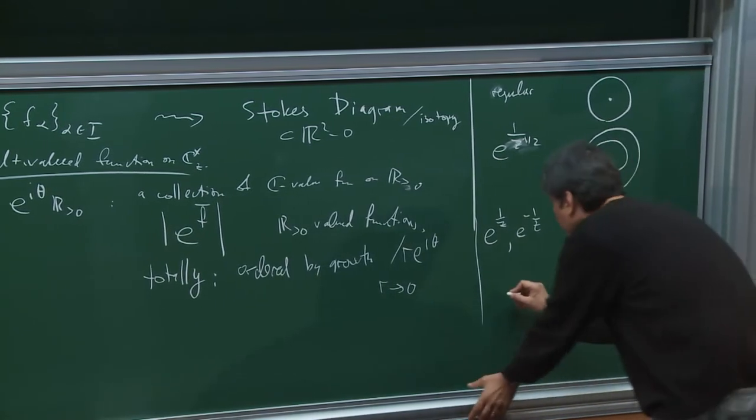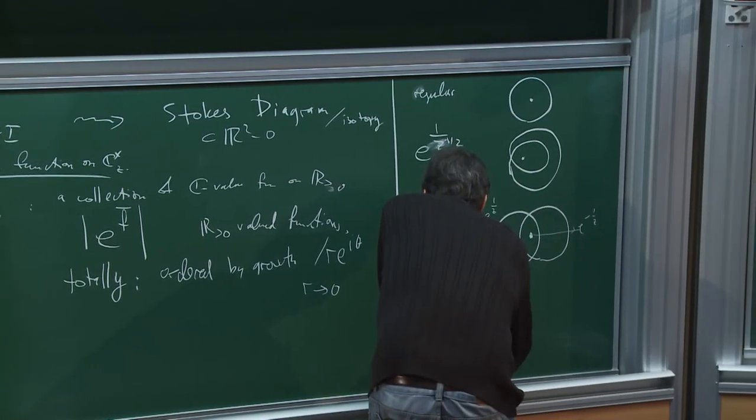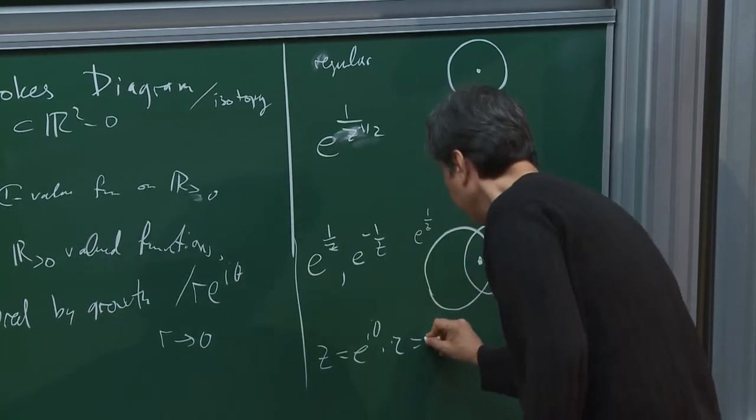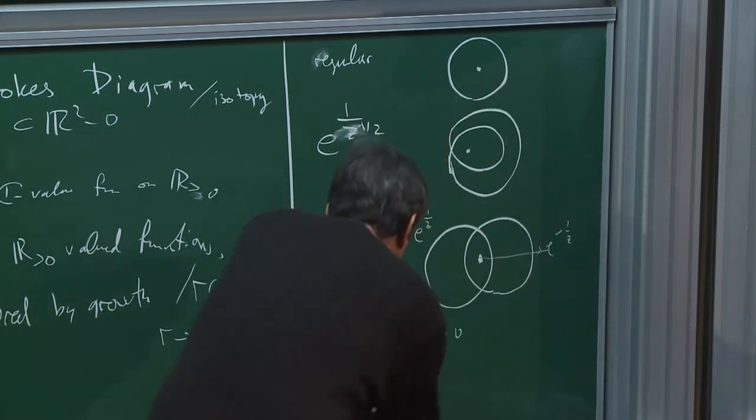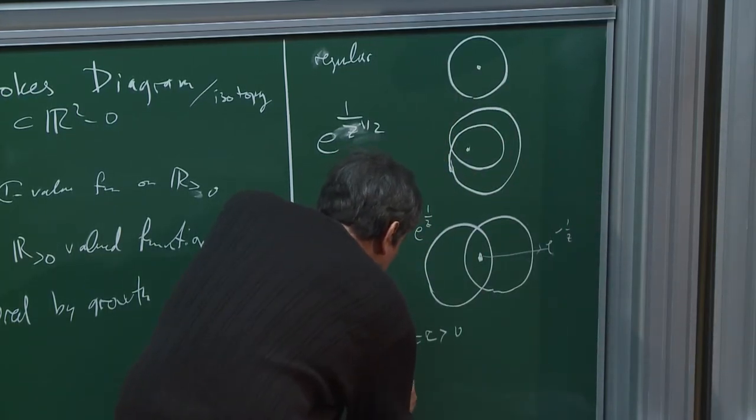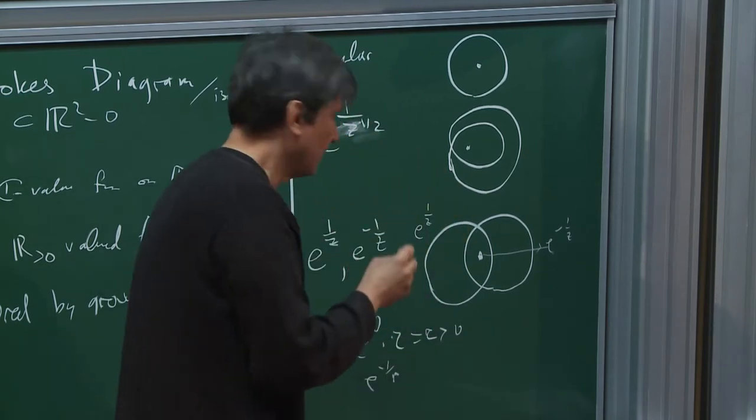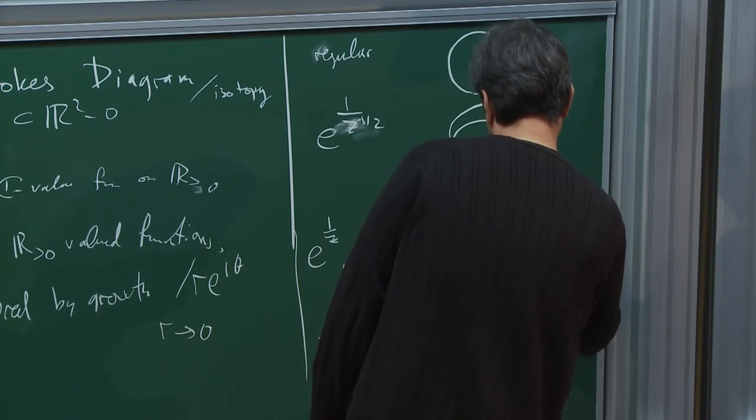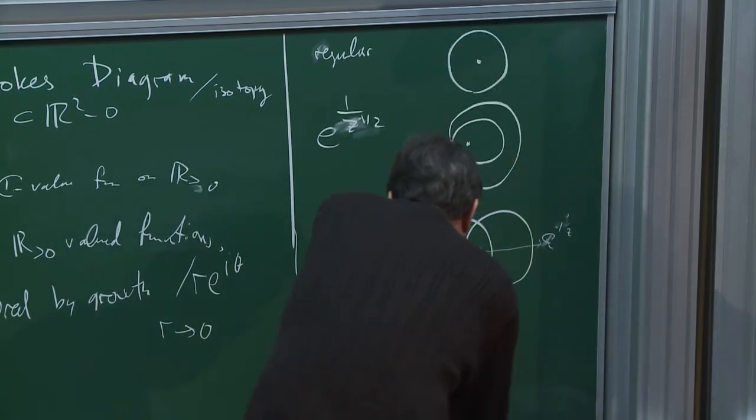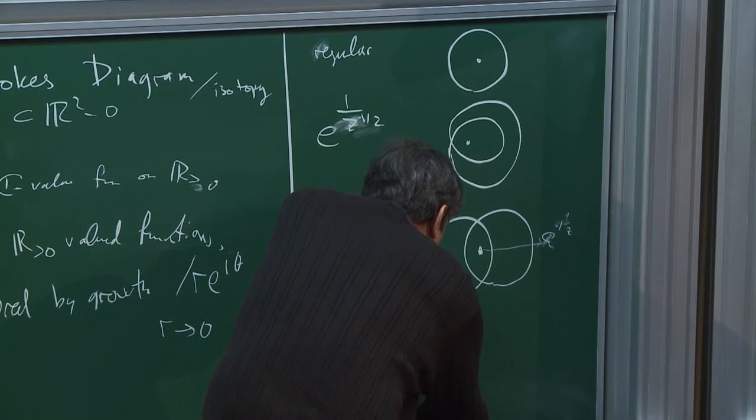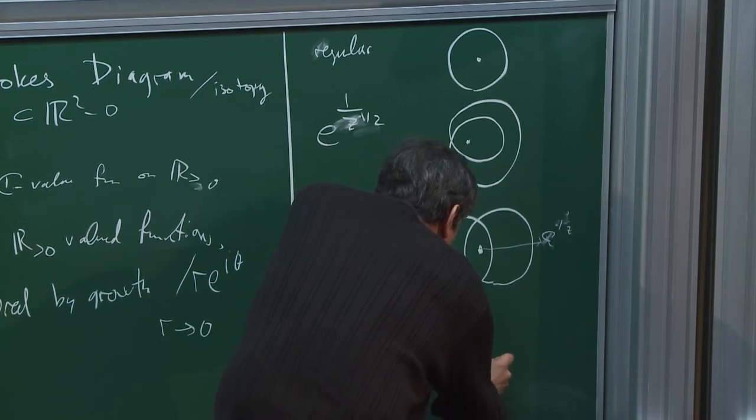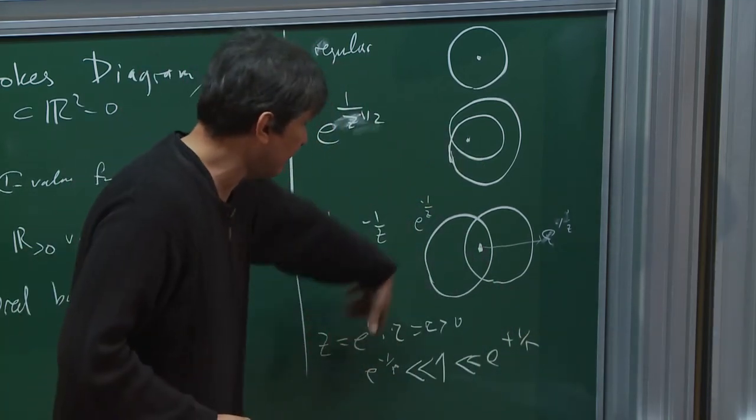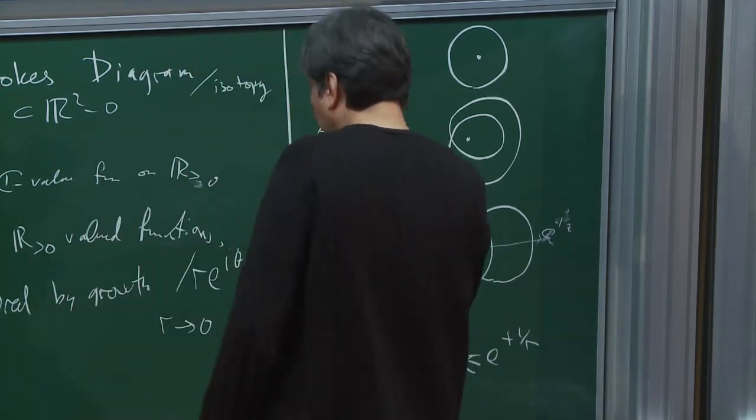On the positive ray, if z is the exponent of i zero times r, just r, which is a positive number, then the exponent of minus one over r, it's very big. I think it's actually exponent plus one. Exponent of minus r is much less than one, and much less than exponent of plus one over r. But if r is negative, then I get the opposite order.